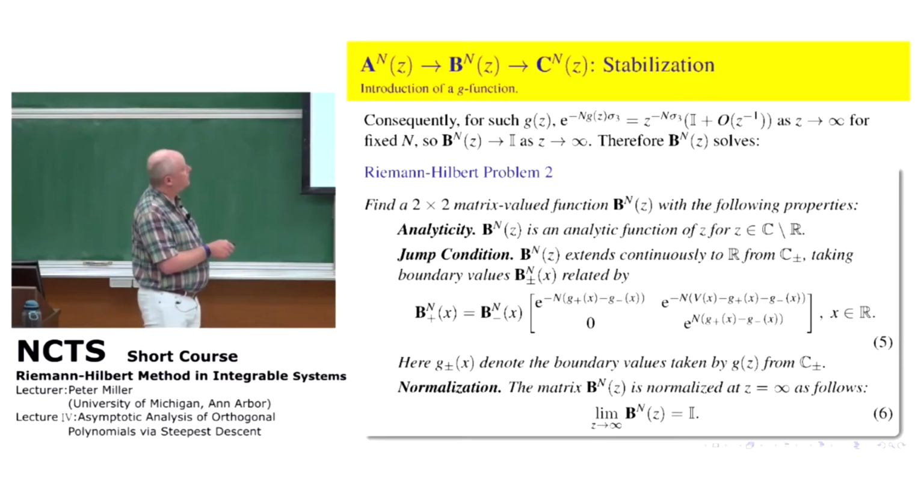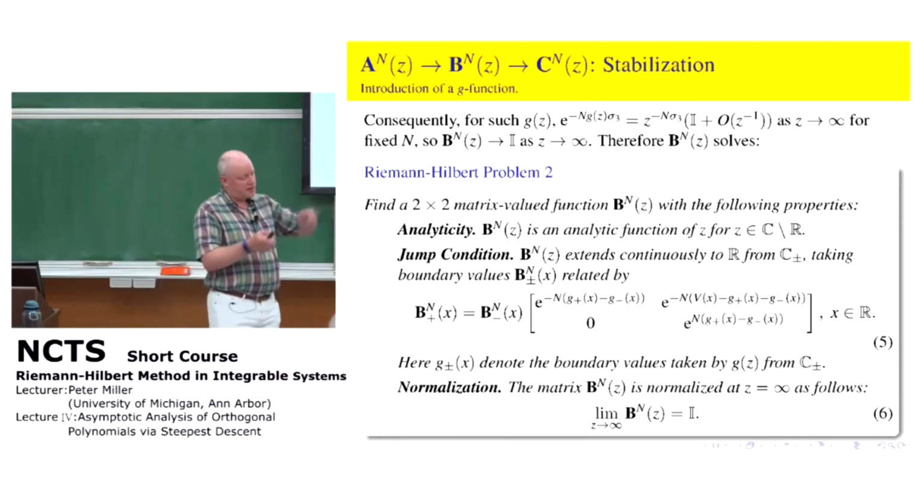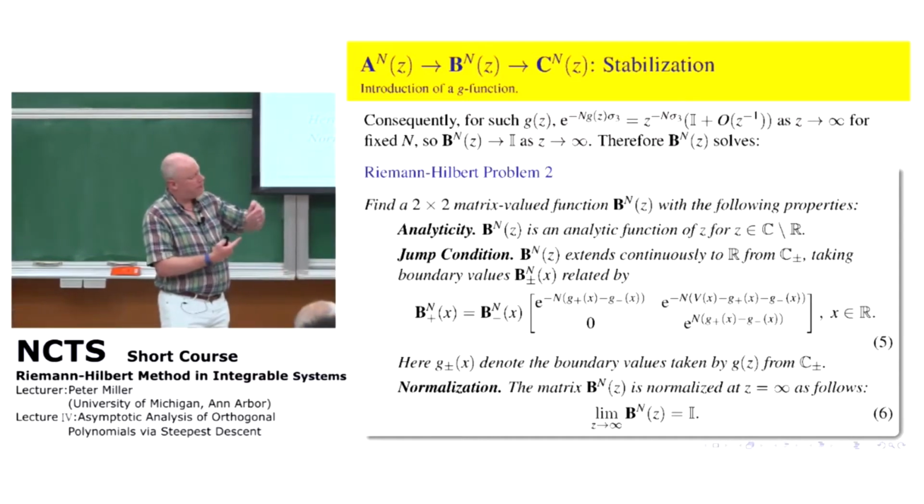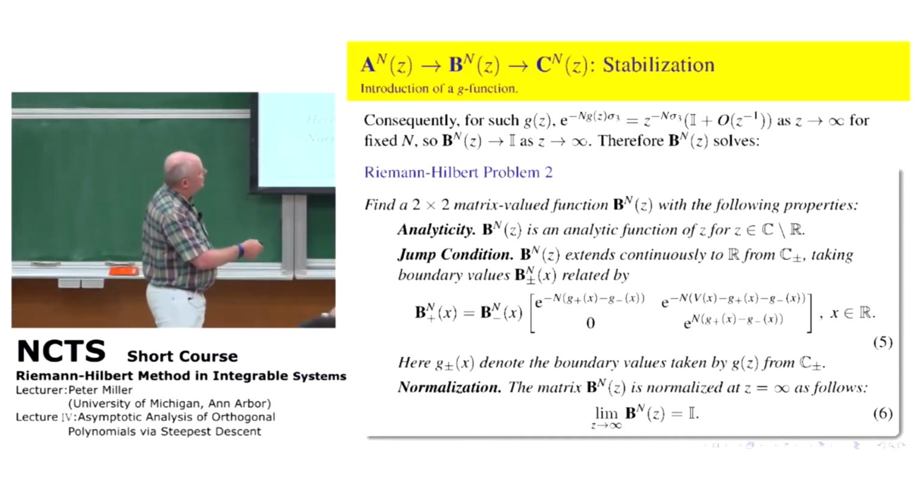So now we're looking for the 2 by 2 matrix Bn that's analytic except on the real line. It takes continuous boundary values from above and below that are related by this condition. So here what's happened is that we've had to bring this g function into the jump condition because the matrix A did not have this g. We just had 1, 0, e to the minus n v, 1. But what happens when we conjugate by that g is that it's got different boundary values from the upper and the lower half planes. And that means that it appears in the jump matrix.